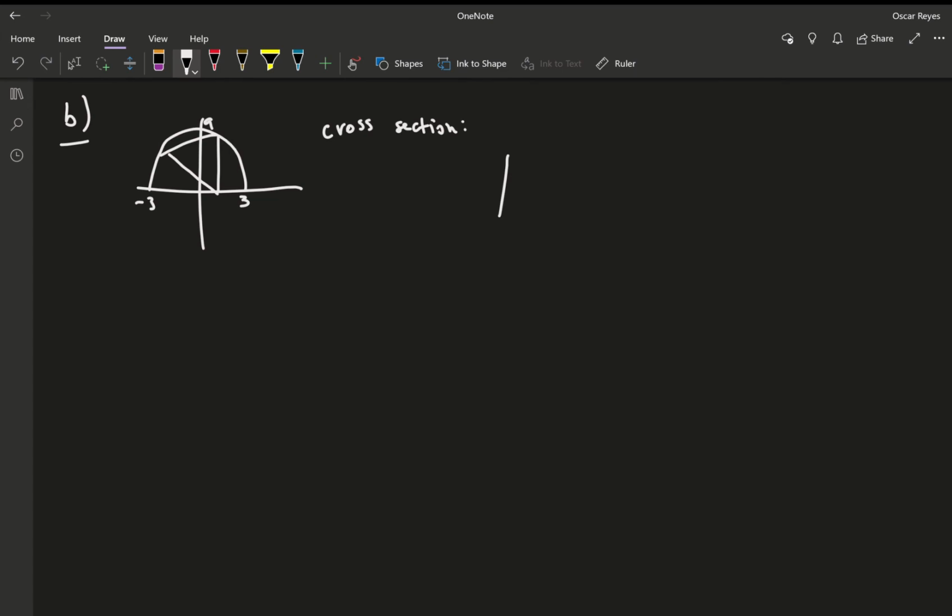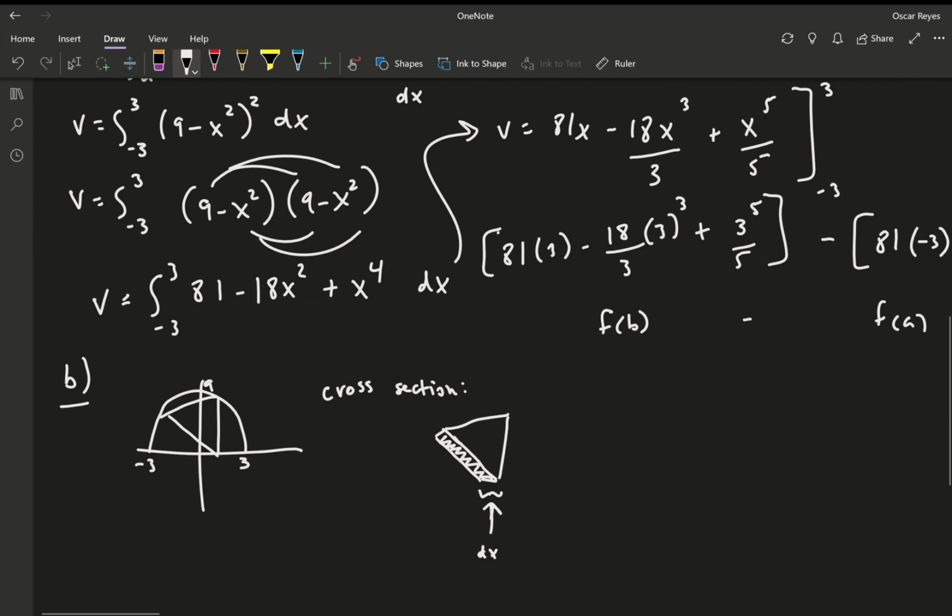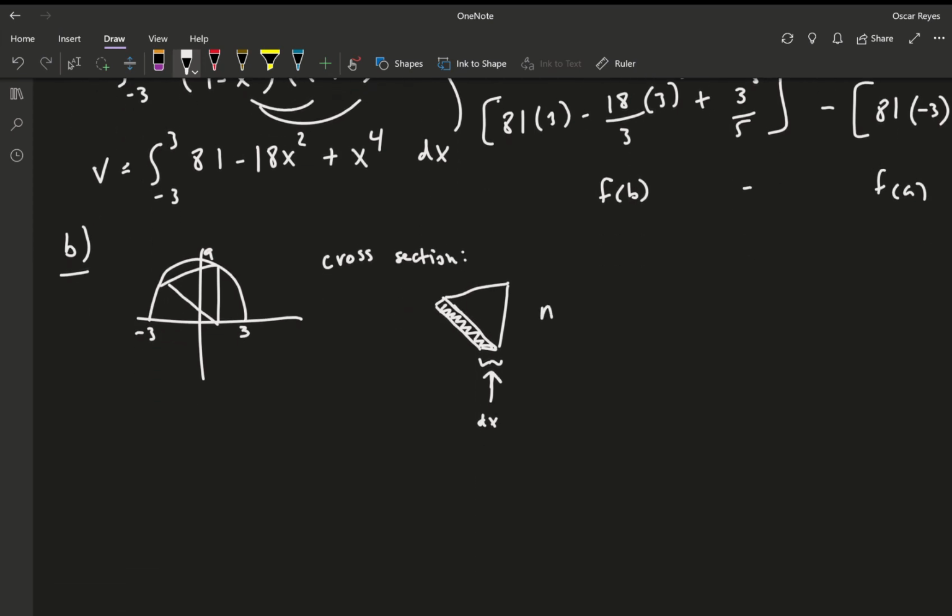So this is what our cross section looks like. We know that our thickness is going to be here. We don't know what the actual length of that or that thickness is, but we know that it's with respect to x, so it's going to be dx. And we know the area for a triangle is equal to 1/2 base times height.